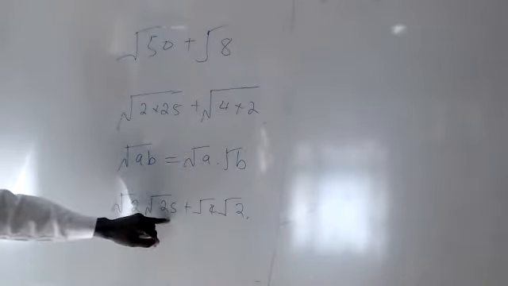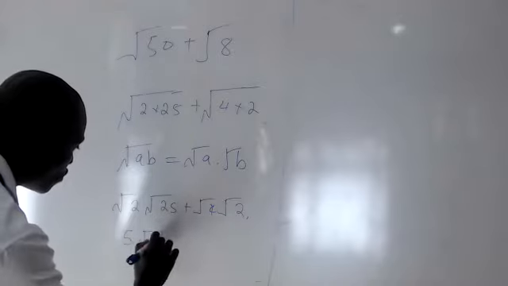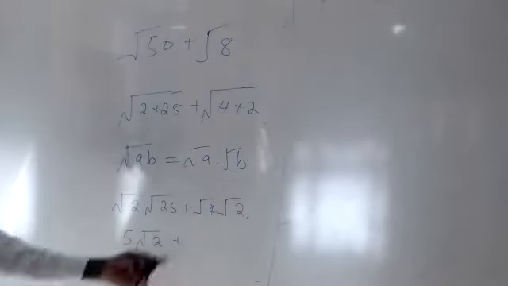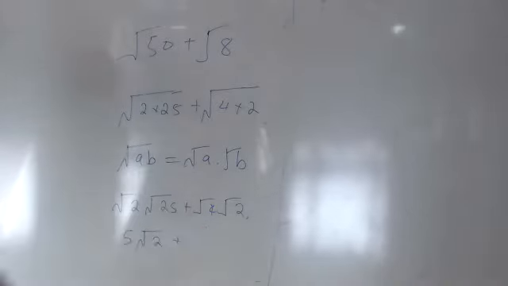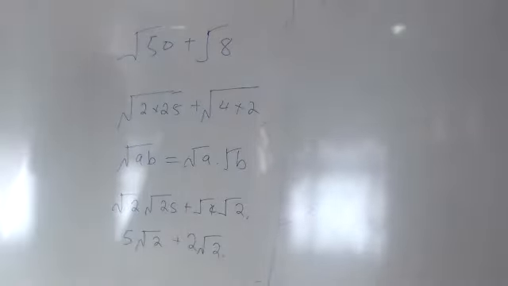Square root of 25, everyone knows that. That's going to be 5. So this becomes 5 times square root of 2 plus square root of 4, everyone knows that's 2. So plus 2 times square root of 2.